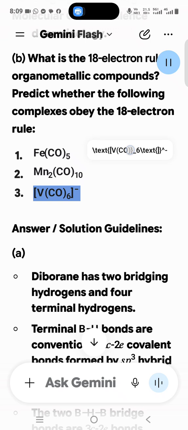B. What is the 18 electron rule in organometallic compounds? Predict whether the following complexes obey the 18 electron rule. Answer / solution guidelines. A.